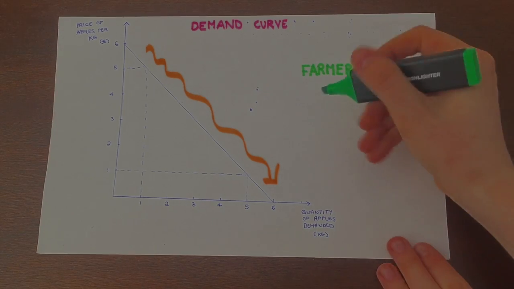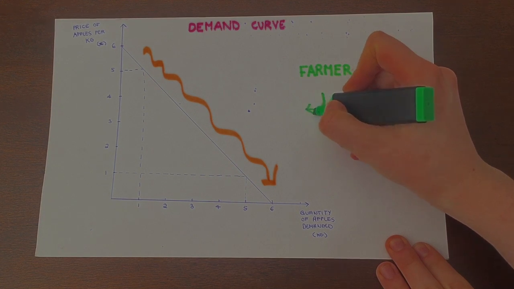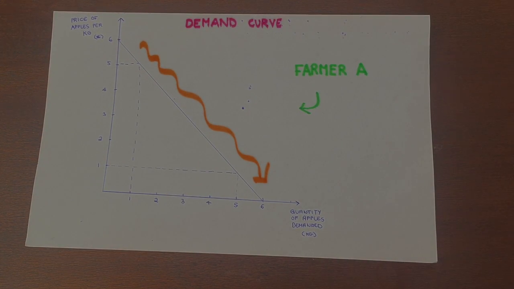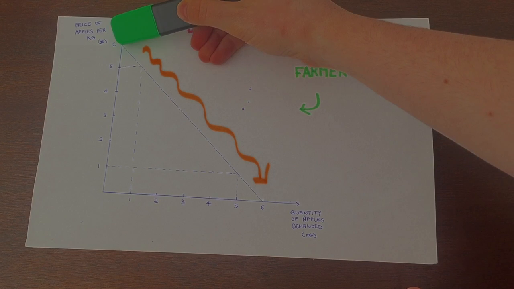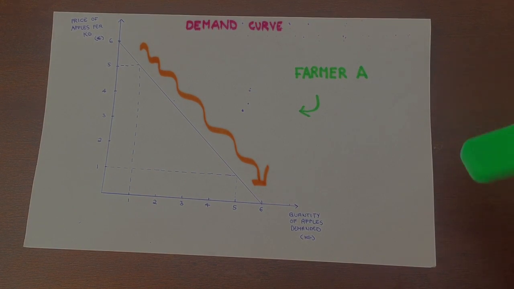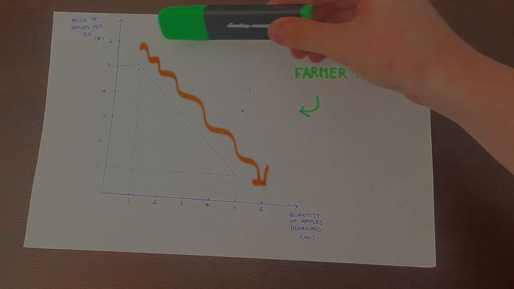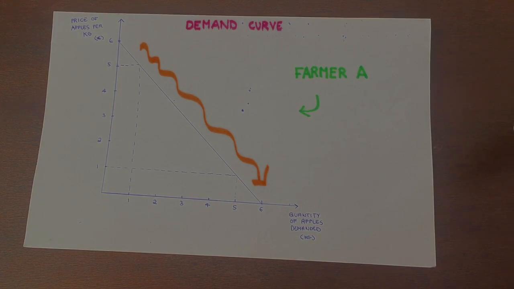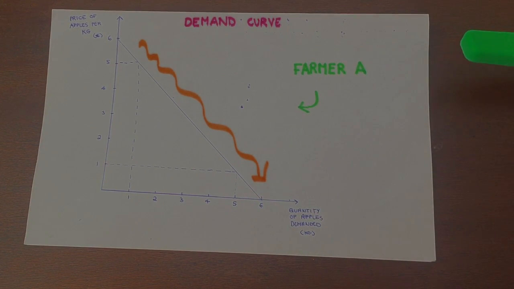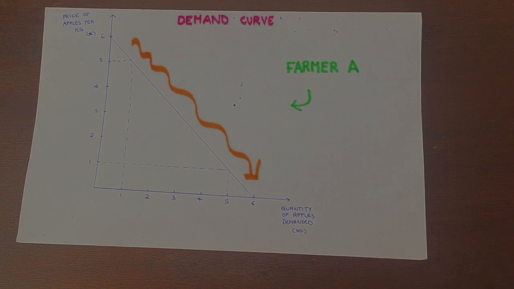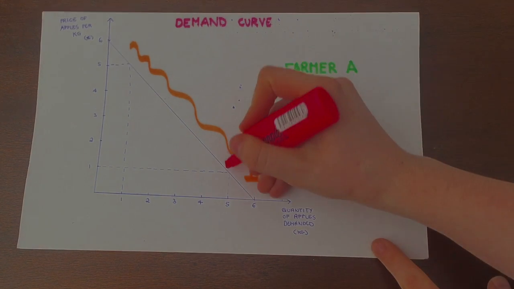Take apples sold by farmer A, for example. If apples were to be sold at €6 per kg, the demand curve shows that there would be no demand at all. This is because the high price would put off consumers from purchasing. But, as the demand curve shows, as the price of apples per kg decreases, the quantity of apples demanded increases. If apples were sold at €1 per kg, the quantity of apples demanded would be 5 kg.